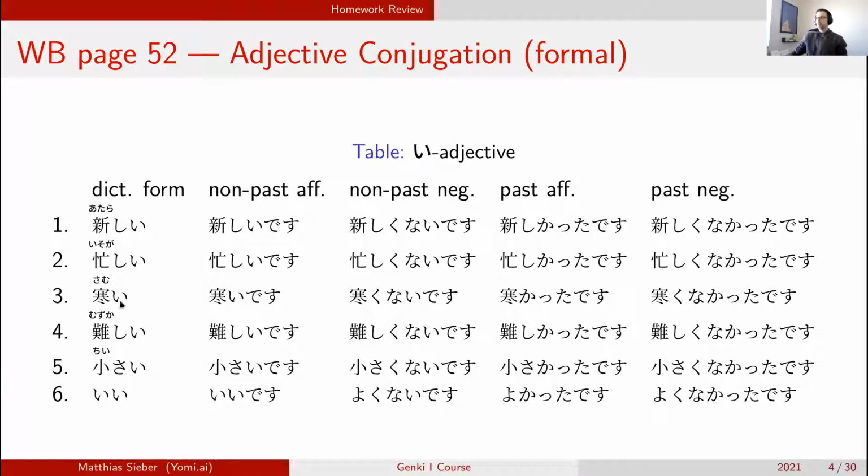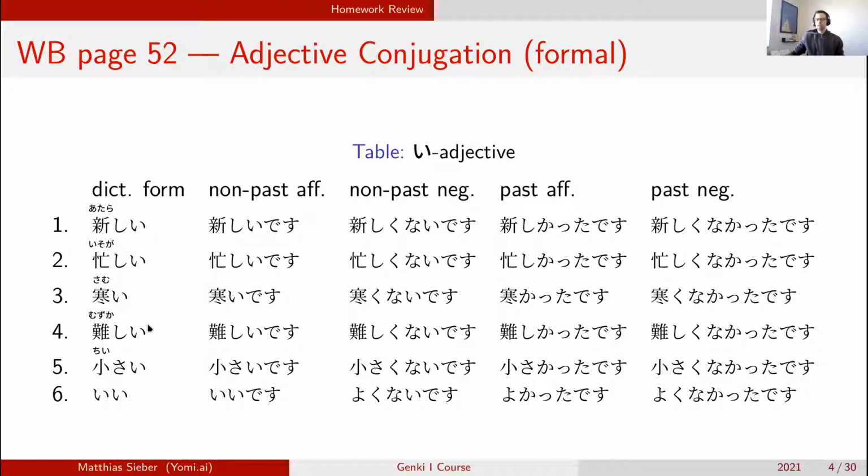And we have samui. What is samui? Cold. It is cold, right? What is the opposite? What is hot? Atsui, right? Adjective atsui. But especially in anime, you often hear atsu, like the i is dropped, like, oh, it's hot, right? Especially if you burn yourself on a hot beverage, for example. So for samui, cold, we have samui desu, samukunai desu, samukatta desu, samukunakatta desu.